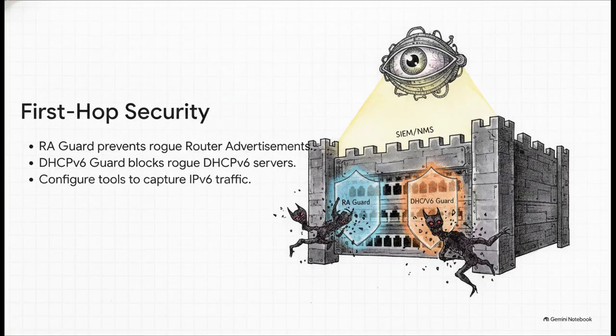It's the same story with DHCPv6 guard. It blocks rogue servers from responding to clients on untrusted ports. And lastly, you simply cannot secure what you cannot see. So make sure your flow collectors, your SIEM, and your NMS tools are explicitly configured to be IPv6 aware. Don't let your monitoring go blind during the transition.